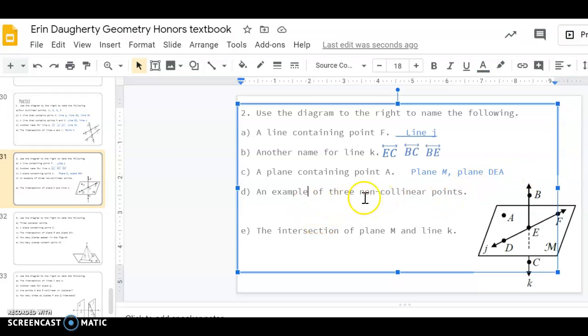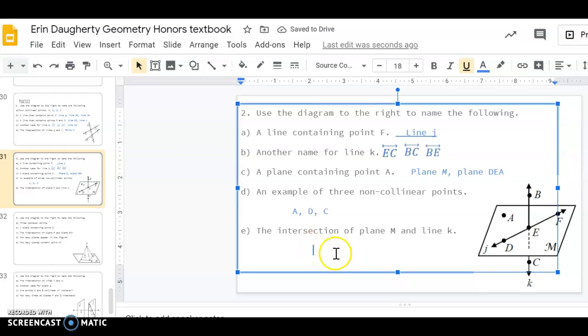Okay, an example of 3 non-collinear points. So that means that they're not on the same line. Now, I need to find just 3 points that are not on the same line. So I definitely don't want to pick like BEC or DEF because those are on the same line. But I could pick A because it's all by itself, D, and C, and those would not be on the same line. You could have different answers, and that's fine. There's a lot of different answers you could have for this.